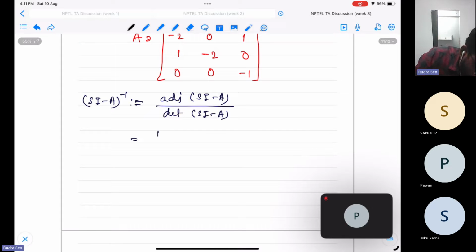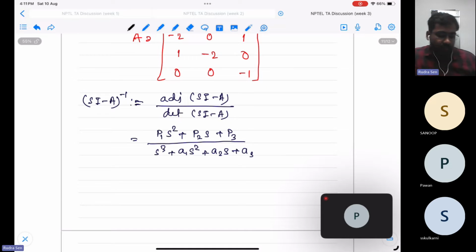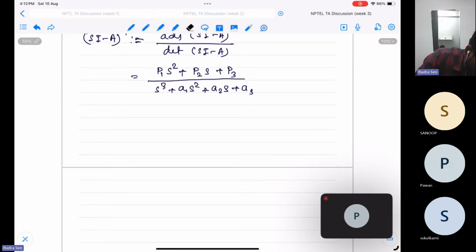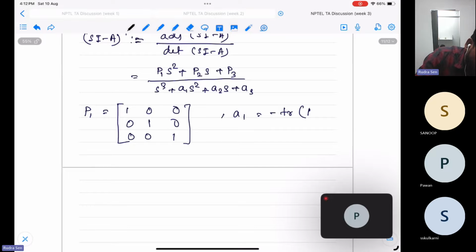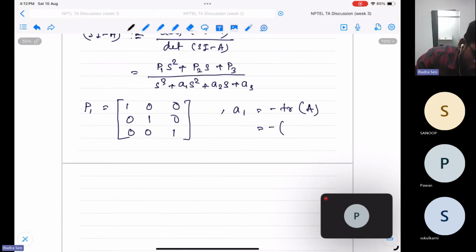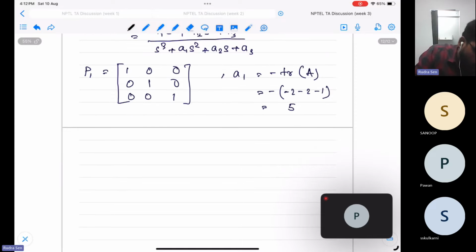Okay. So what I do is first take P1. I represent this adjoint using P1 s squared plus P2 s plus P3, divided by s cubed plus a1 s squared plus a2 s plus a3. Okay, so I need to find out P1, P2, P3 and a1, a2, a3. So first, P1 is considered as I. Since A is a 3 cross 3 matrix, I is 1 0 0, 0 1 0, 0 0 1, and a1 is minus of trace of A. So what is the trace? It is minus of minus 2, addition of the diagonal elements. This gives 5.